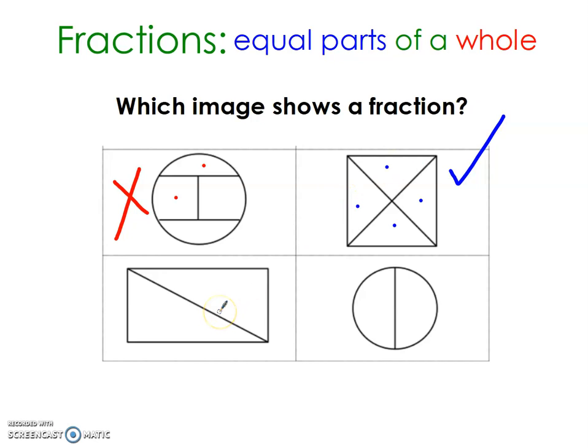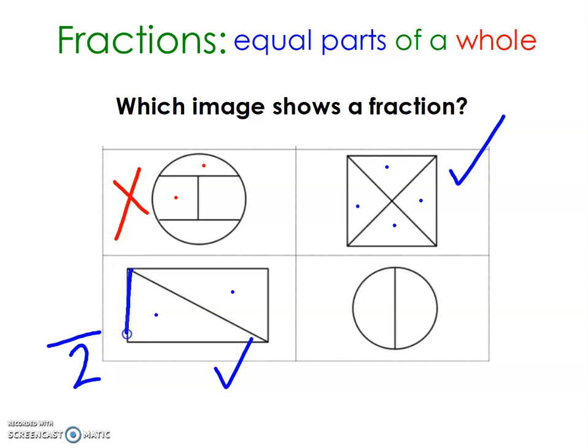How about this one? Is this side the same as this side? Yes. Is this side the same as this side? Yes. And if you go from corner to corner, this part and that part are equal. Okay, this one's a little bit different. Let's write this fraction out. How many parts did we make from this rectangle? How many equal parts? Yep, there are 2.